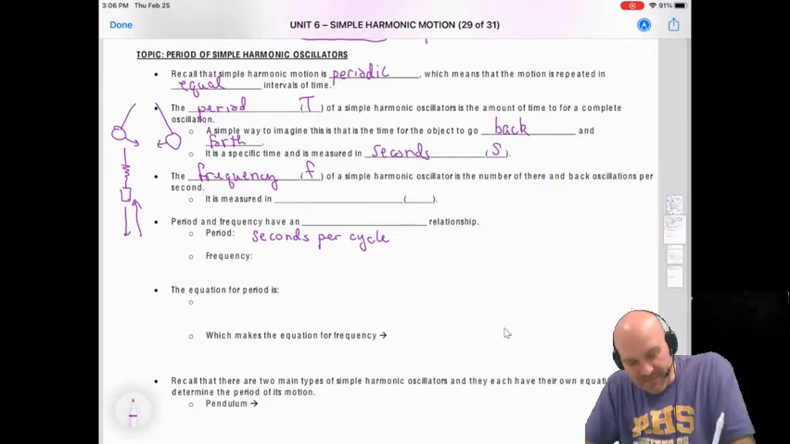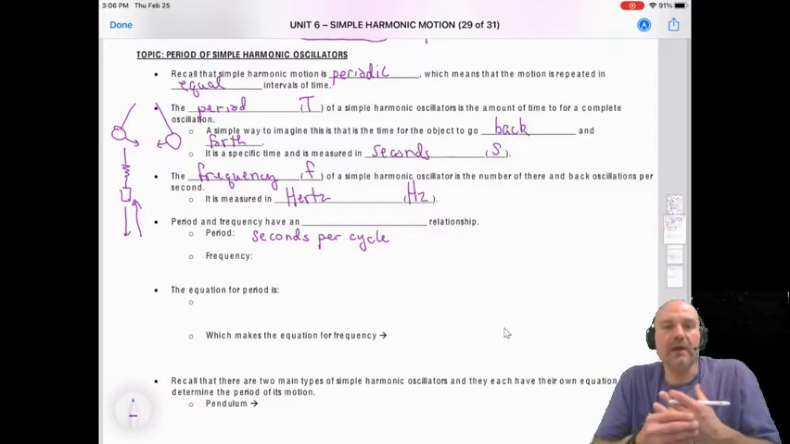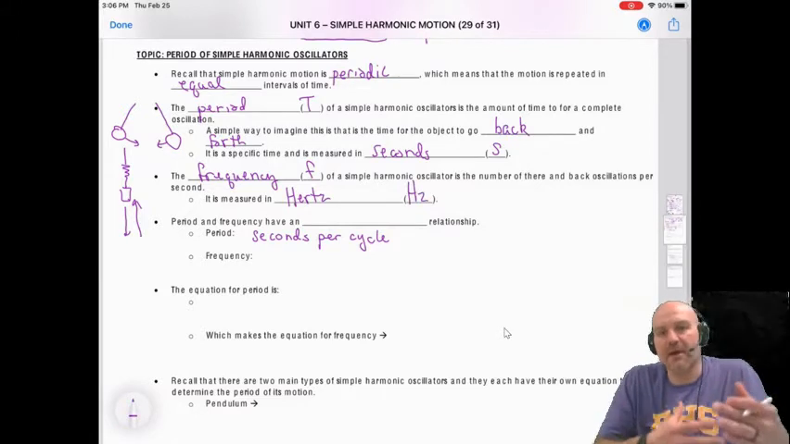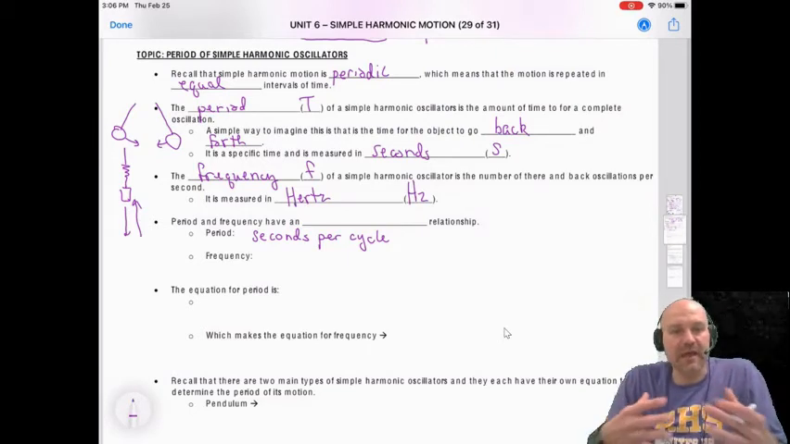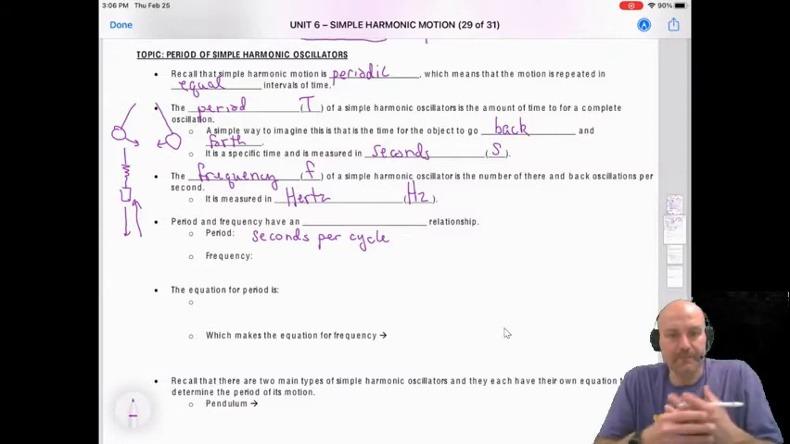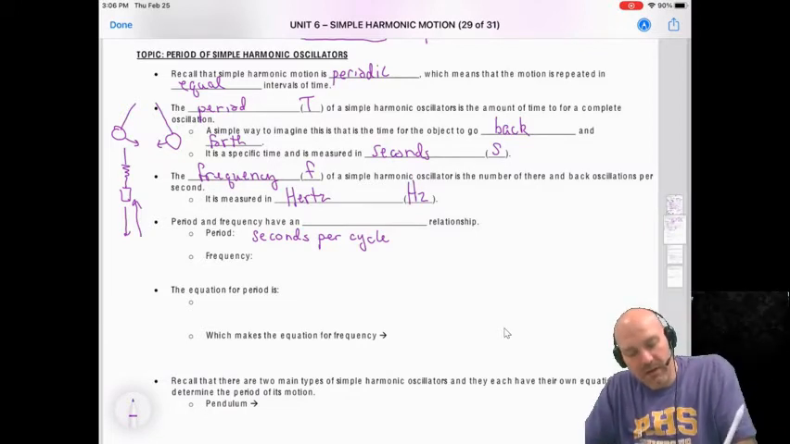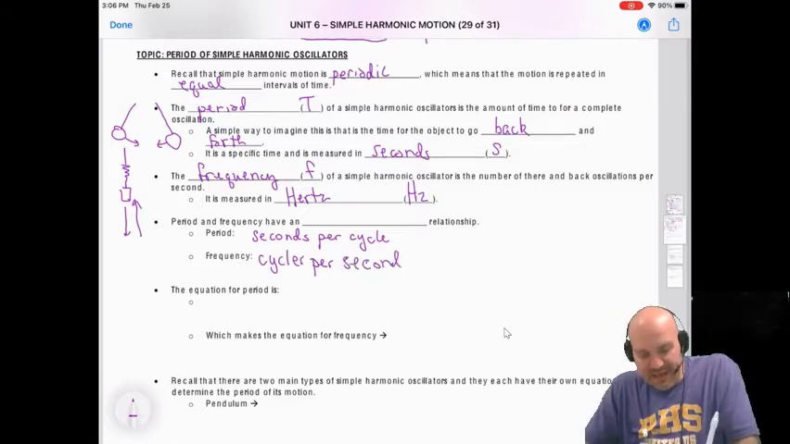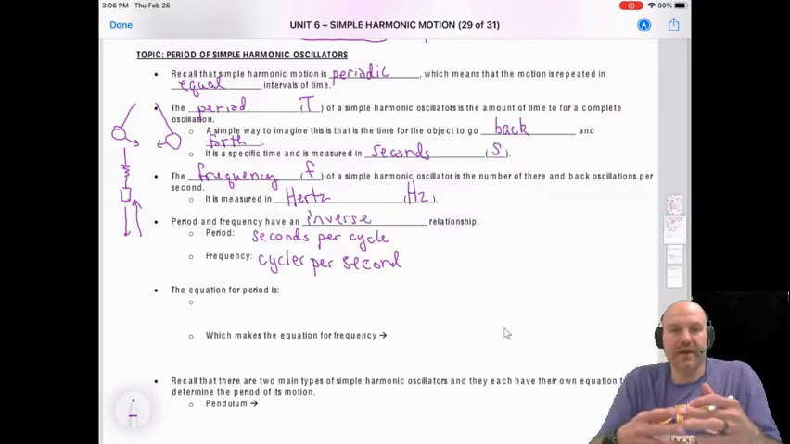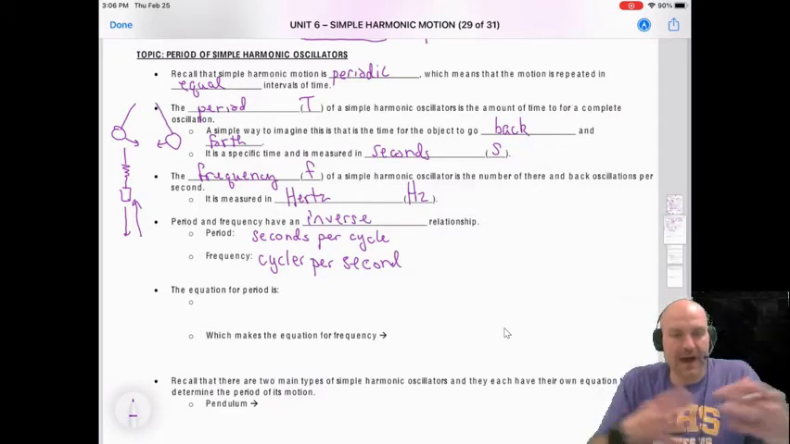It is actually measured in what is called hertz. If you're interested in computers, the calculation speed of a processor is in gigahertz, megahertz, terahertz, stuff like that. That is how many cycles it does per second. Now, period and cycles per second have an inverse relationship. They work opposite each other.